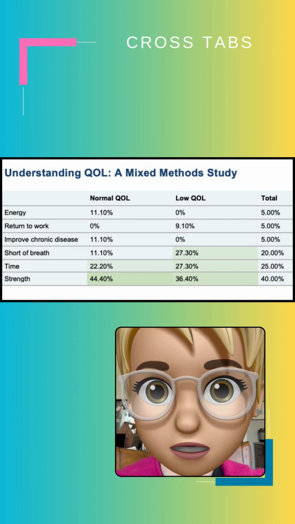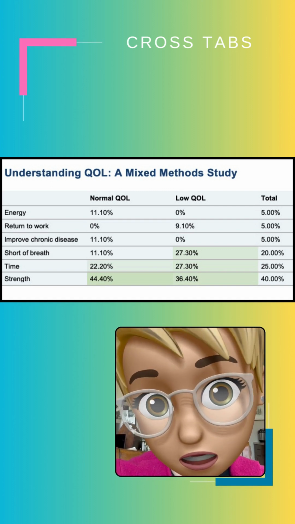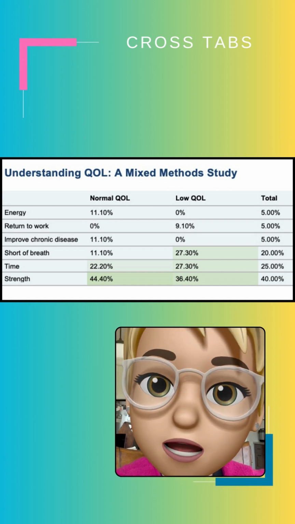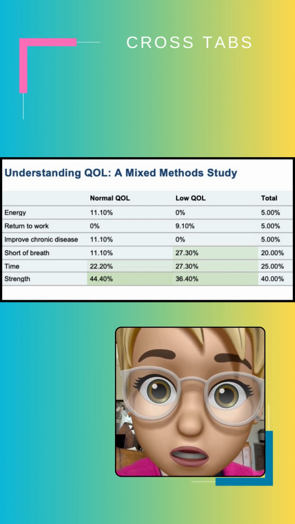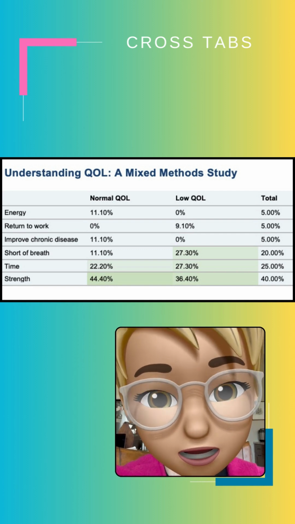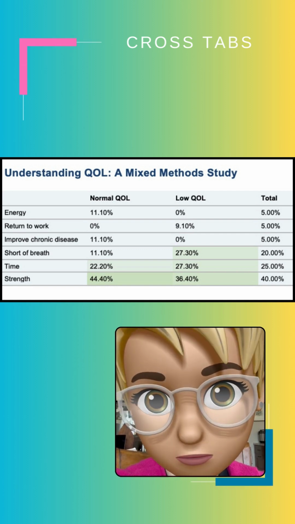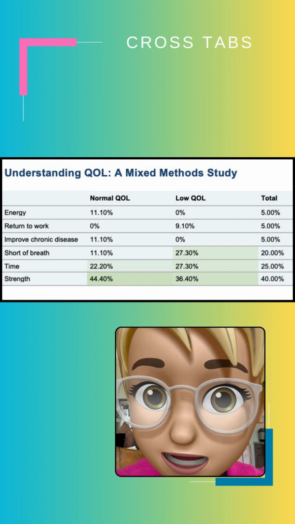The cross-tab function of MAXQDA is really helpful in quantitizing your qualitative data and starting to answer these questions. So when people ask you, what do most of your patients say? What would they like to see get better? We can quickly look at this table and say, well, it looks like most people are telling us that they want to get stronger. So this is a really nice way to integrate your qualitative and your quantitative data together within MAXQDA.